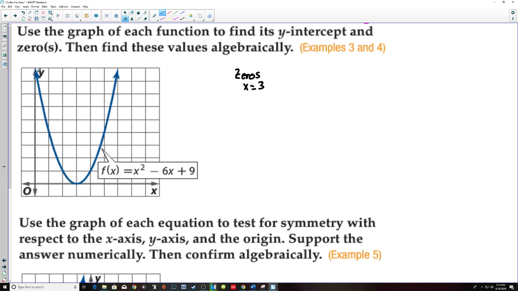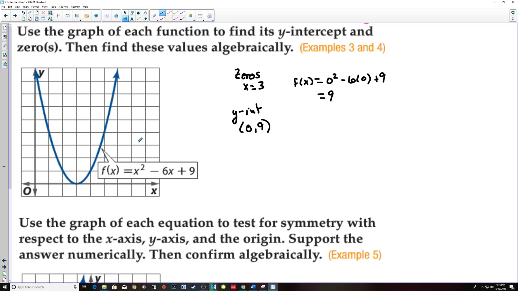Let's get the y-intercept. Now the y-intercept will be where x is 0. So f of x is equal to 0 squared minus 6 times 0 plus 9, so the y-intercept is 9. Y-intercept is the point (0, 9).